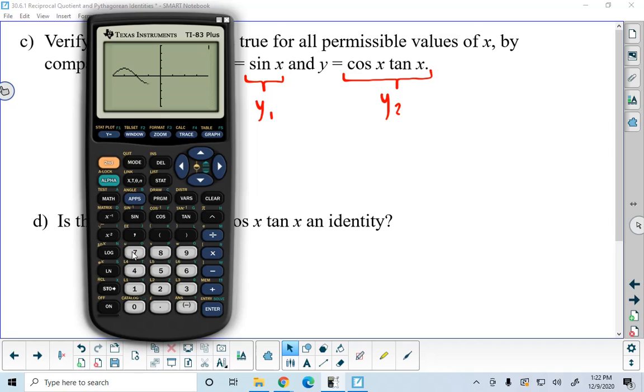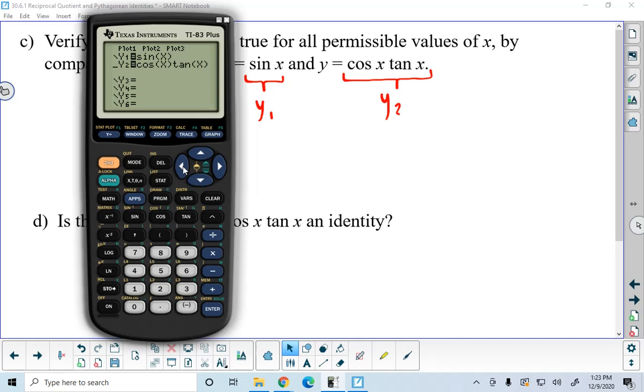Here comes sine x. And now here comes cos x tan x. But you notice that we don't see it, right? Because it's right on top. Let me show you, though, that it is on top by going back to y.